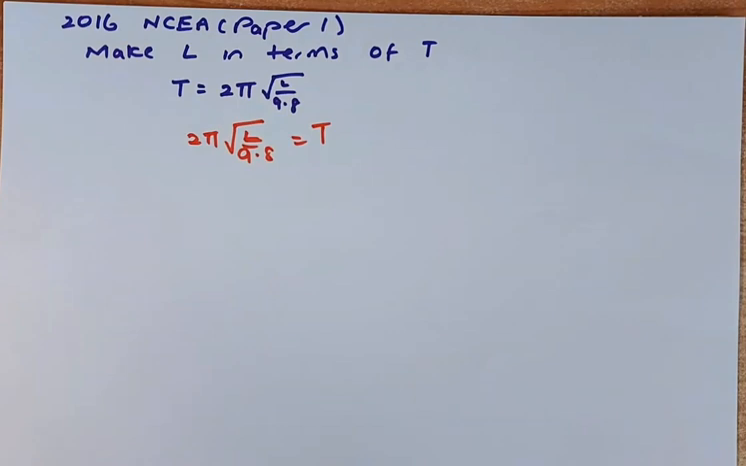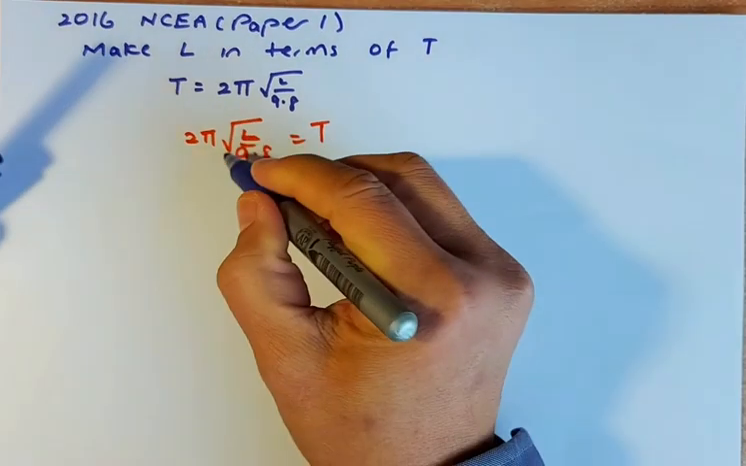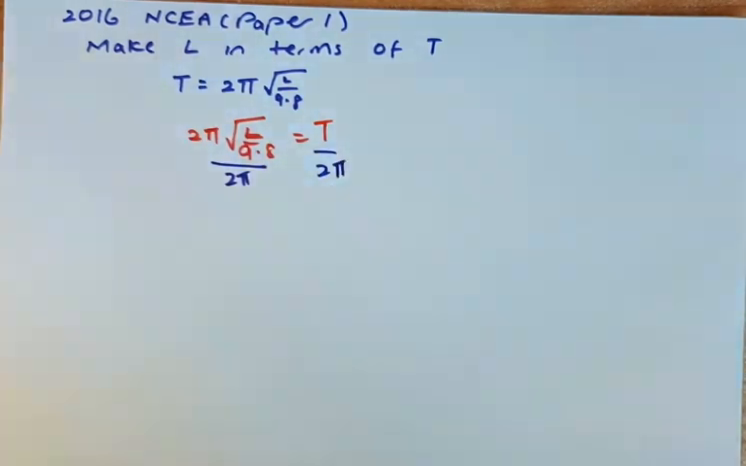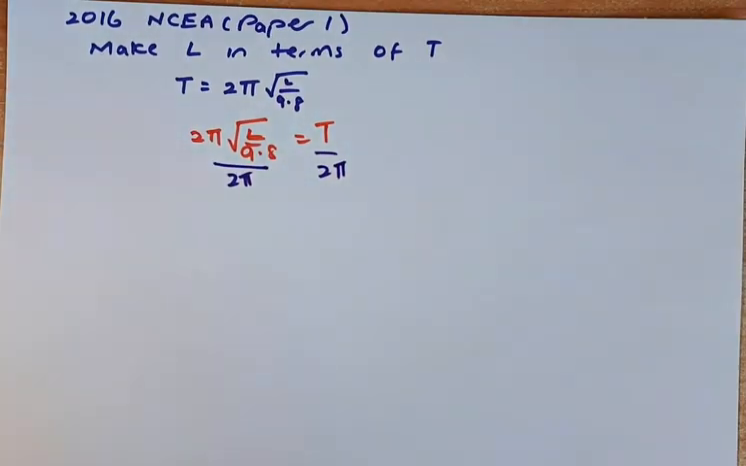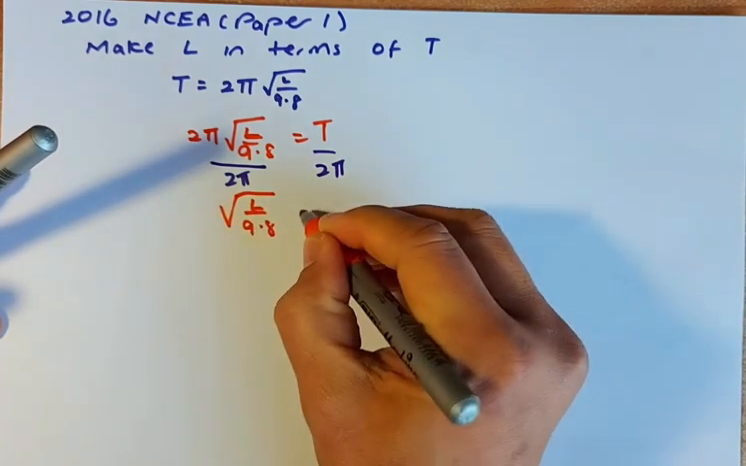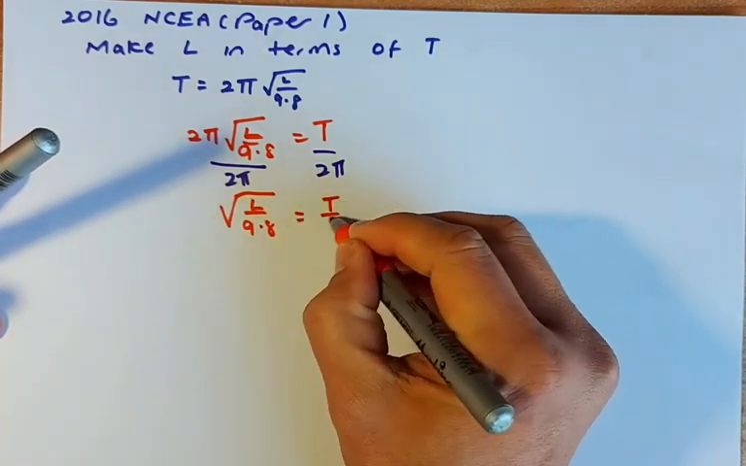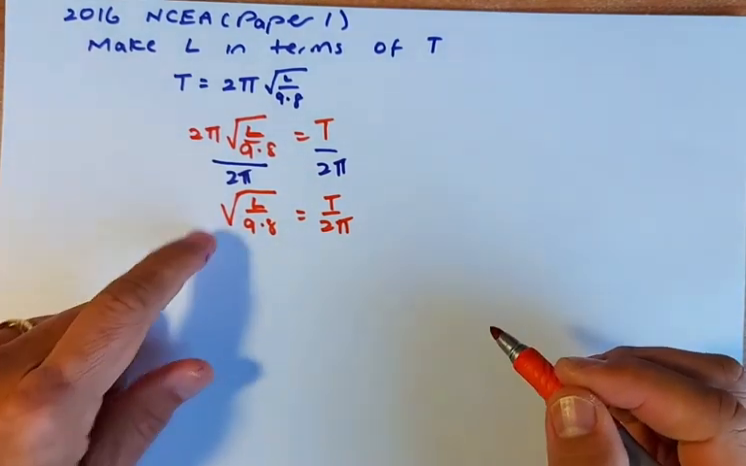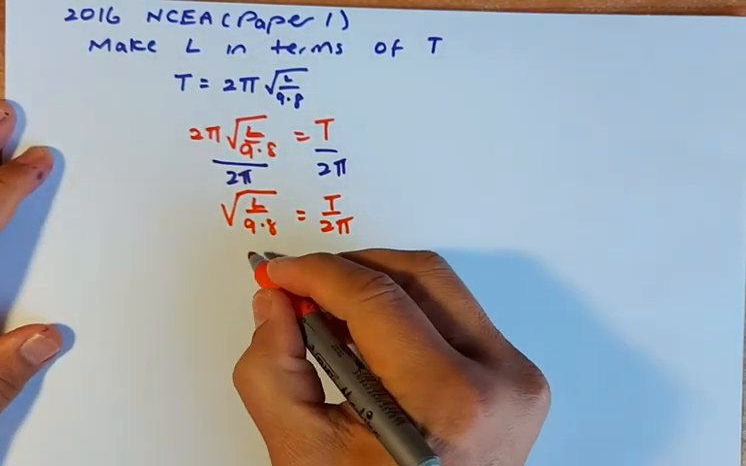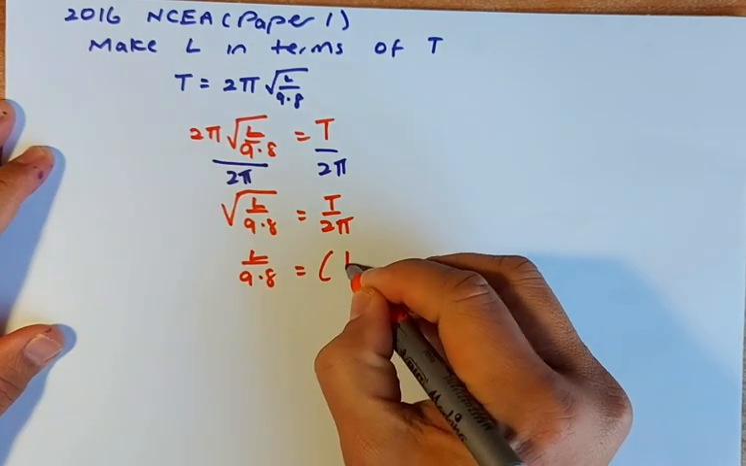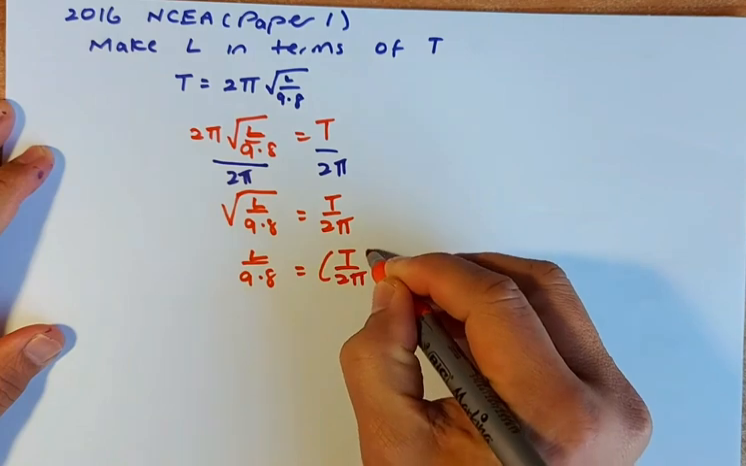The first thing you need to do is to get rid of the 2 pi. To do that, you're going to divide by 2 pi on both sides. So what you are left with is square root of L over 9.8 equals T over 2 pi. Then you are going to get rid of the square root. The reverse of square root is square. So L over 9.8 is T over 2 pi squared.